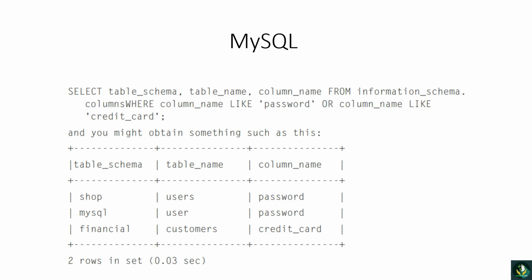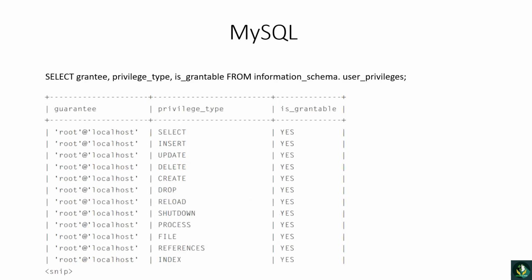Information underscore schema does not contain only the structure of the database but also all the relevant information regarding the privileges of the database users and the permissions that they have been granted. For instance, to list the privileges granted to the various users, you can execute the following query, and the query will return this output.